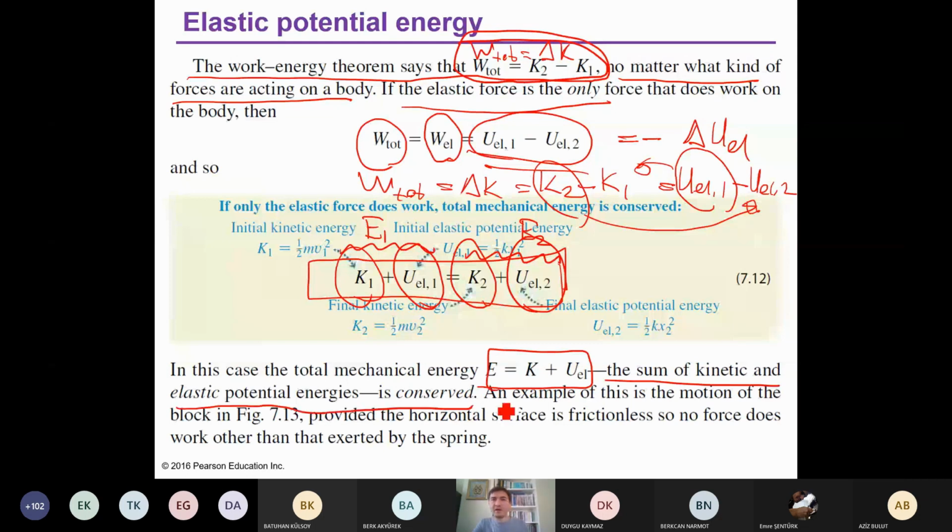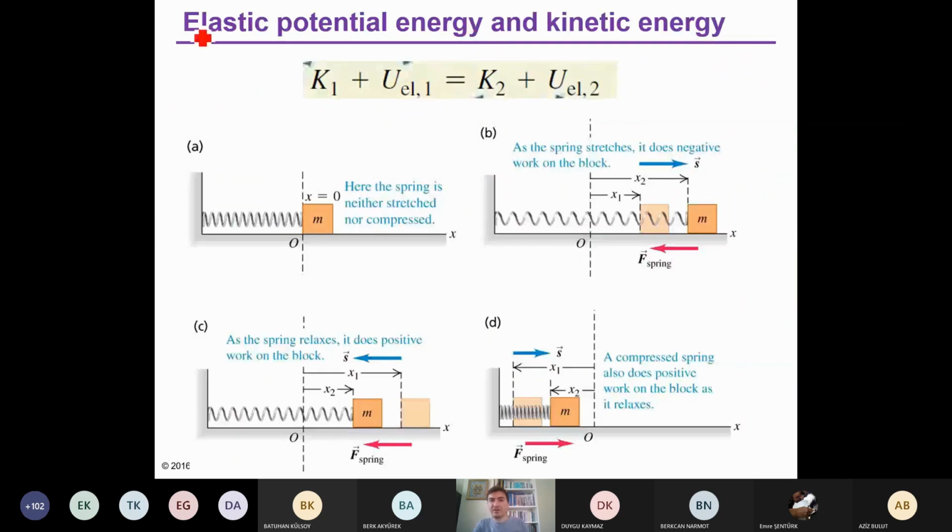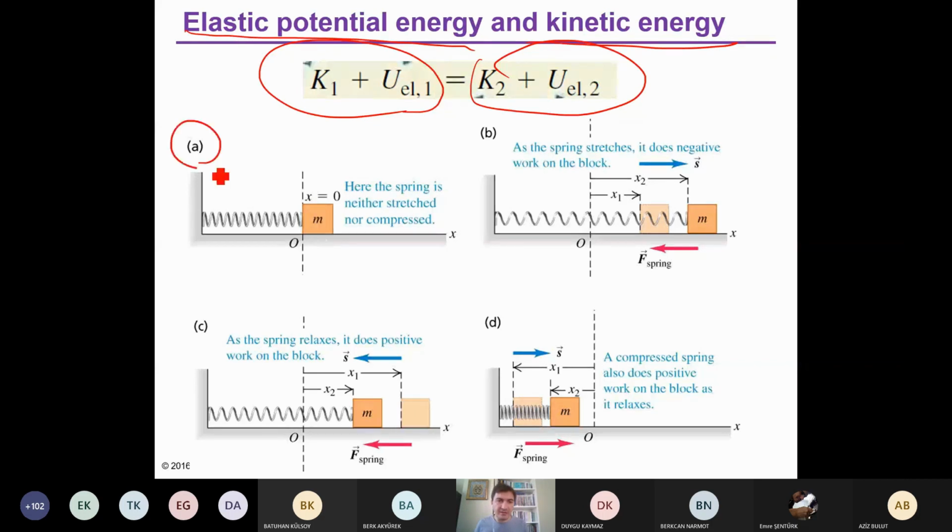So now let me discuss the elastic potential energy and kinetic energy. This is the total mechanical energy at the beginning. This is the total mechanical energy at the final condition. Look at this one, Figure A. Here we have a mass in equilibrium. The spring is not stretched and not compressed. So what about the kinetic energy of the box? It is 0. What about the elastic potential energy? It is also 0 because it is not compressed. Remember that the elastic potential energy is written as 1/2 k x1 squared. Since x1 is 0, it is 0.